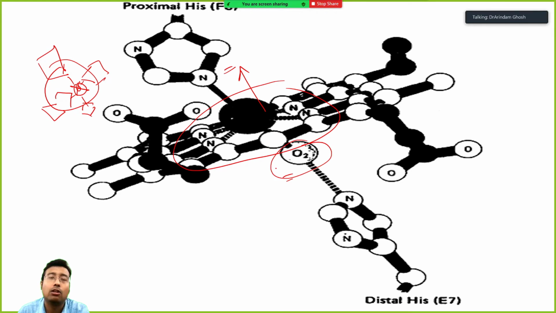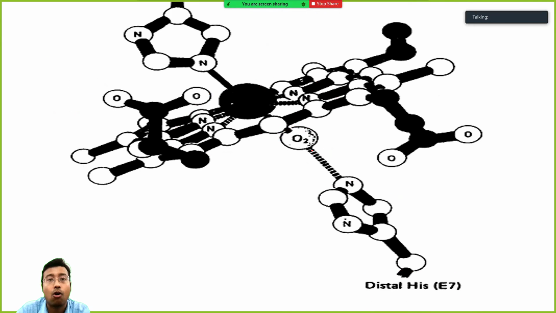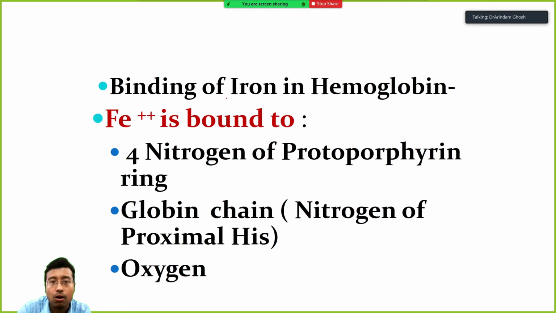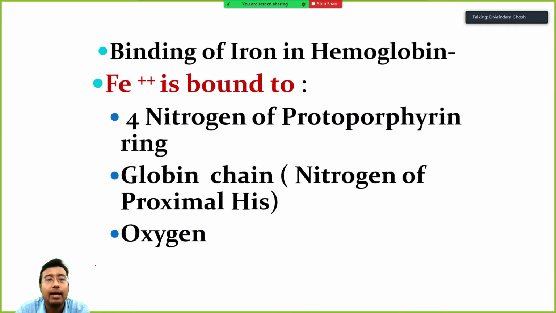There will be another question, that is how the 2 valencies of oxygen are satisfied. Oxygen is connected number 1 to iron, and the other valency of oxygen is connected to the distal histidine. So there are 2 histidine molecules that play a role in hemoglobin. One is the proximal histidine that is connected to the iron, and one is the distal histidine that is connected to the oxygen. So this is how iron is bound in hemoglobin, and this is how all the 6 valencies of iron are satisfied.